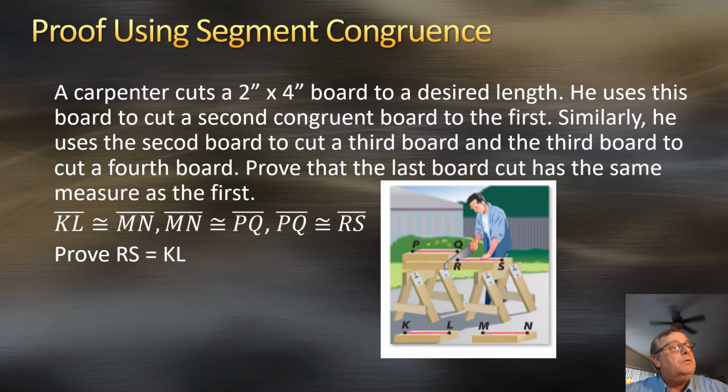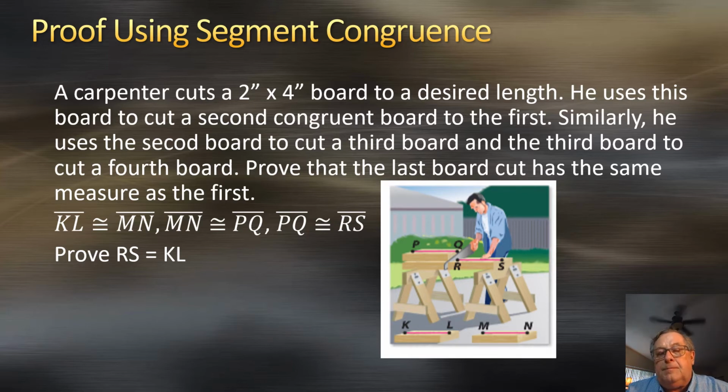I just love doing proofs. All right, well, let's prove using segment congruence. We got a picture here. This guy's cutting boards, looks like. He's a carpenter, or I hope he is. He may not be from what I read in this. It says the carpenter cuts a 2x4 board to a desired length.